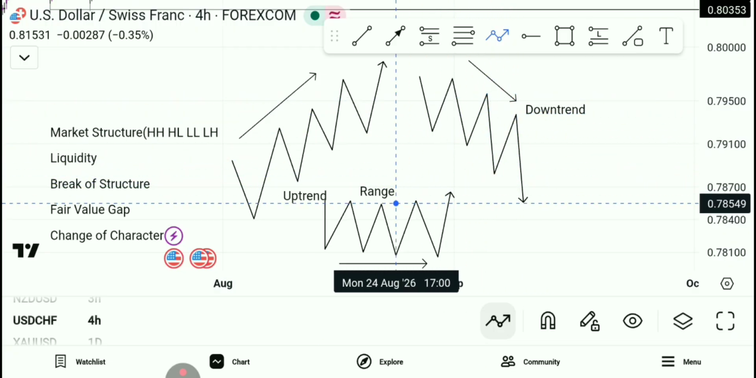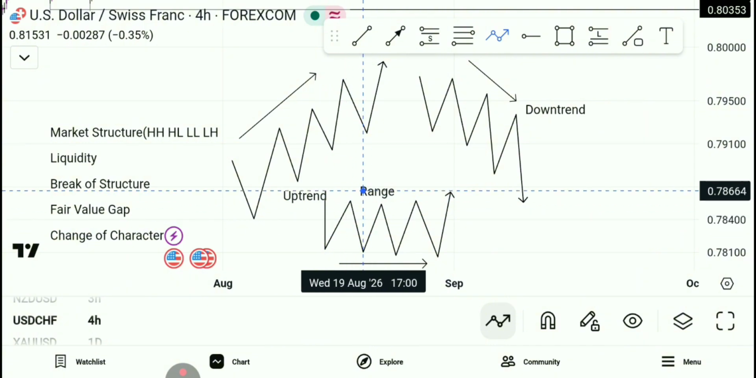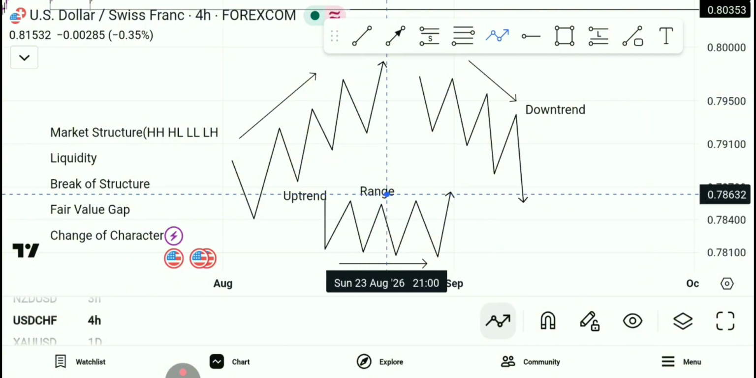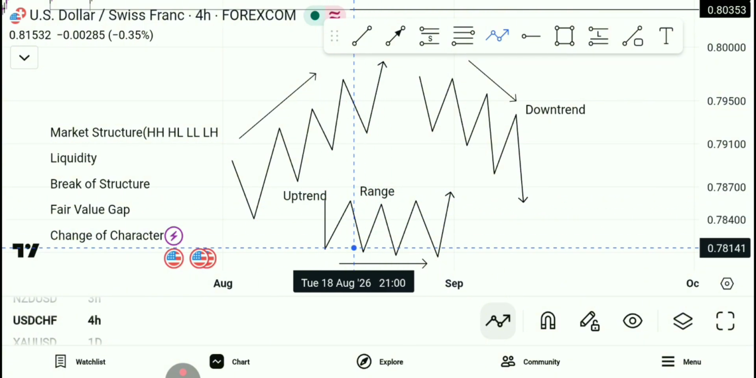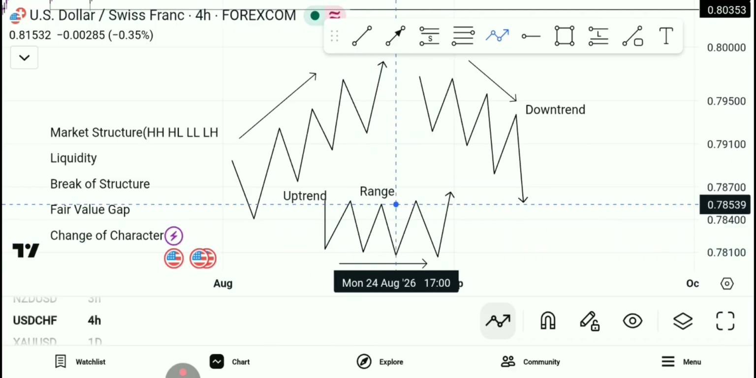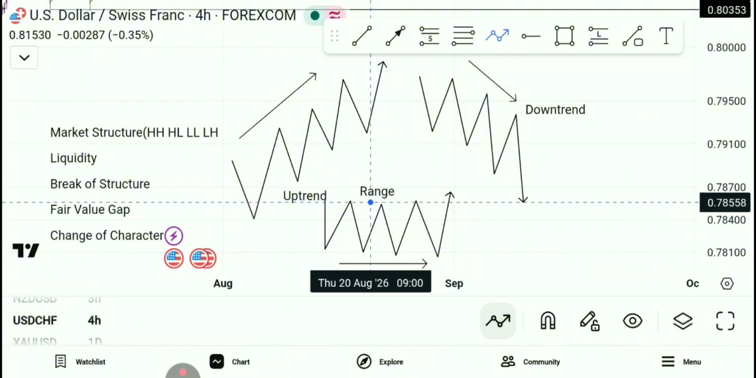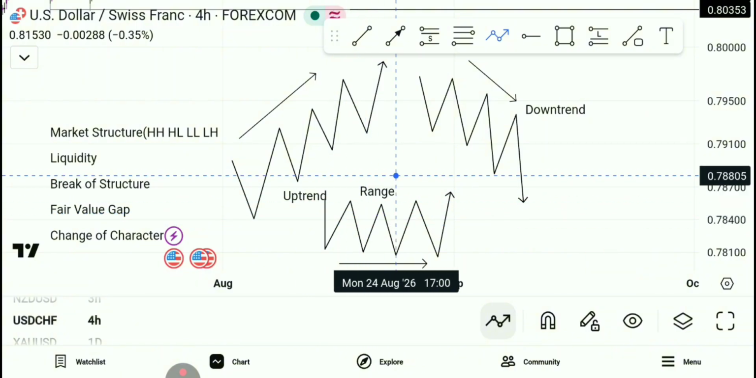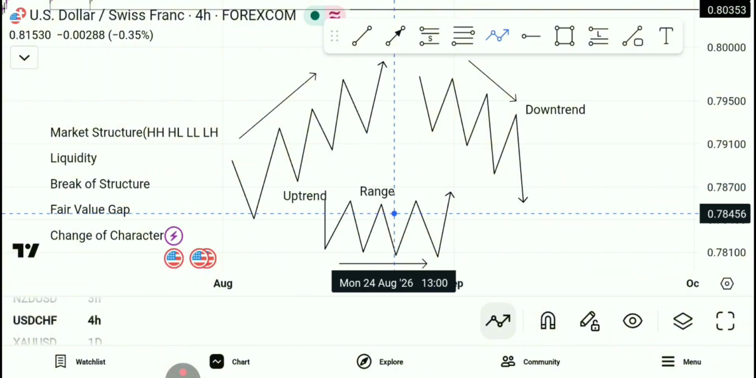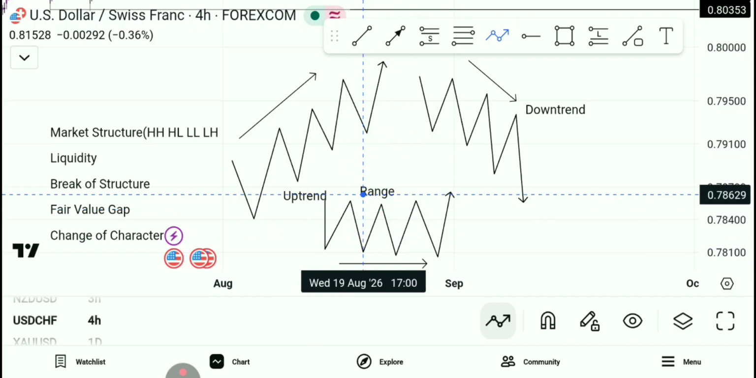While in a range market structure, it doesn't have a higher high or higher low. It's just in a range. When I say in a range, it doesn't pass a specific price level. If it does pass, it will be just slightly, then you return back into the range. So that's the range market structure.